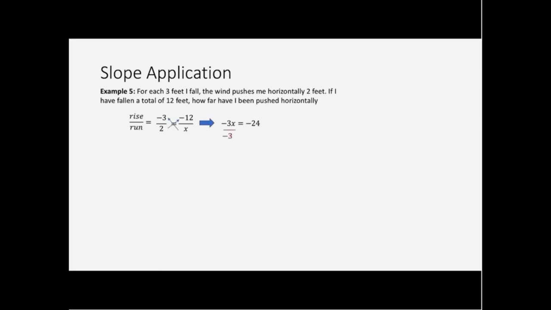I'm going to divide both sides by -3 because it's a one-step equation at that point. And I have x is equal to 8, but since we're doing an application problem, we're going to state our answer. I have been pushed horizontally 8 feet after I've fallen 12 feet. So that's a way we can see that the idea of slope is another proportion, and we've seen proportions before in this class. We can set up equations to solve proportions and solve additional problems with this concept of slope.